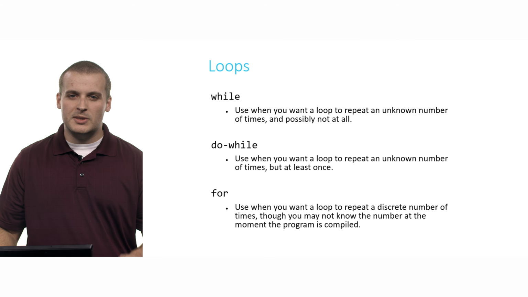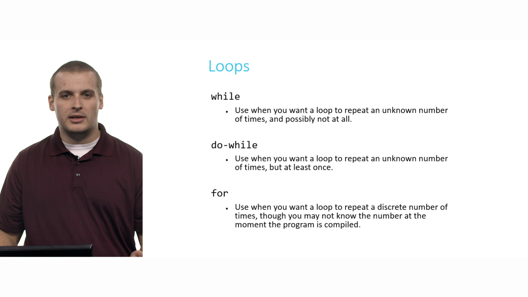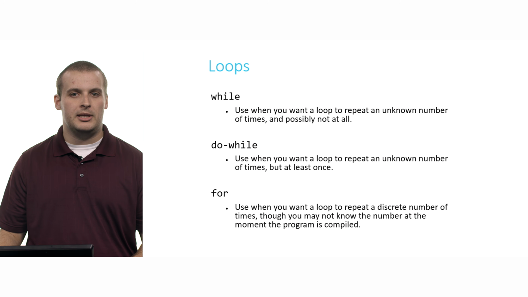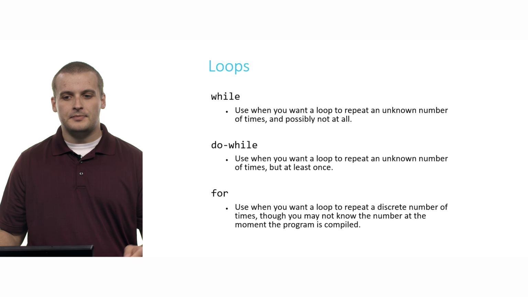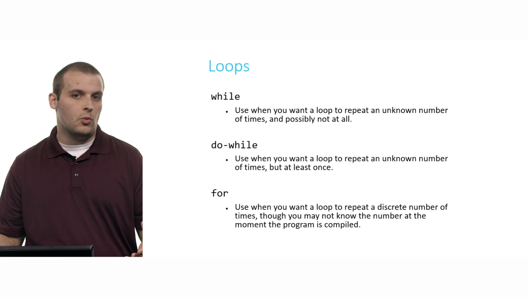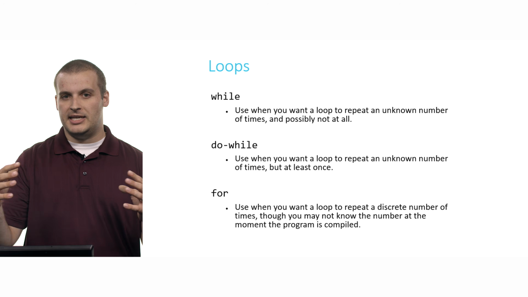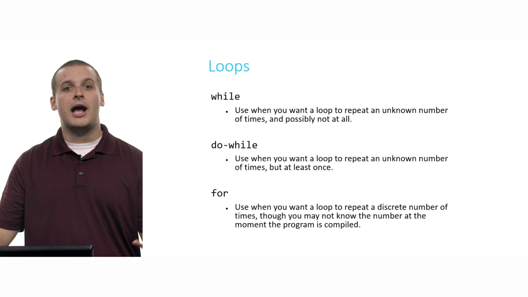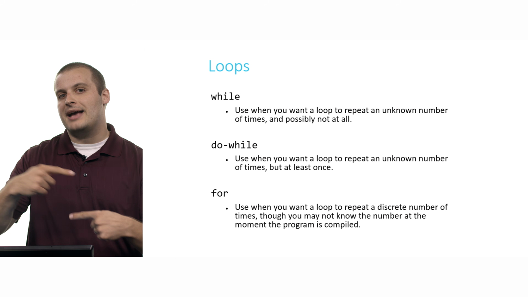For a do-while loop, it's pretty similar. You want a loop to repeat an unknown number of times, but at least once. You might use this for a game too, but a really common use case is prompting the user for input. Generally, you might say something like, give me a positive integer. And you might put that inside of a do-while loop. So it'll always ask them at least once for a positive integer. If they give you a positive integer, you might break out of the loop. You might be done. The Boolean expression in the do-while might be false, and you won't ask them again.